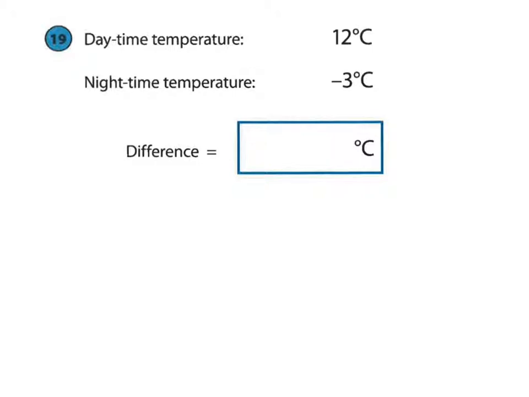Question 19. Daytime temperature 12 degrees Celsius, nighttime temperature -3 degrees Celsius. The question's asking us the difference between 12 degrees and -3. When we calculate the difference between two things, we do a taken away calculation. So 12 take away -3 is 15. So the temperature difference is 15 degrees Celsius.